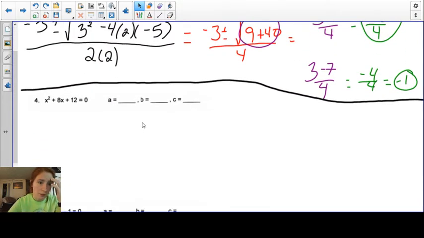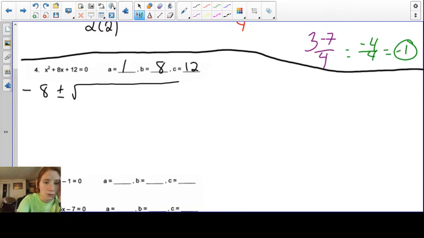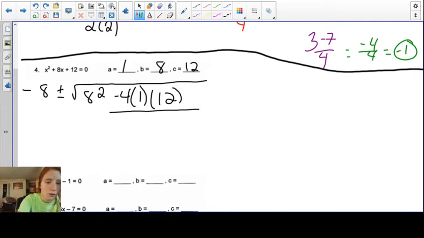Okay, next one. My A is 1, my B is 8, and my C is 12. So I have negative B, so negative 8, plus or minus the square root of B squared, minus 4 times 1 times 12, all over 2 times 1.